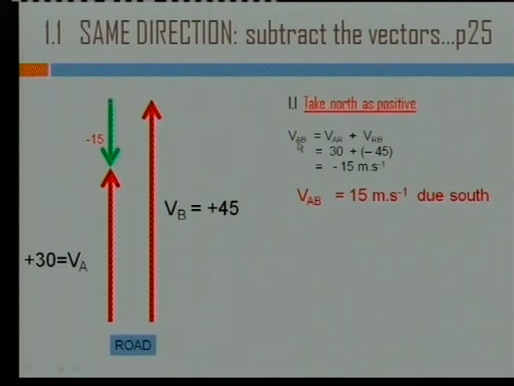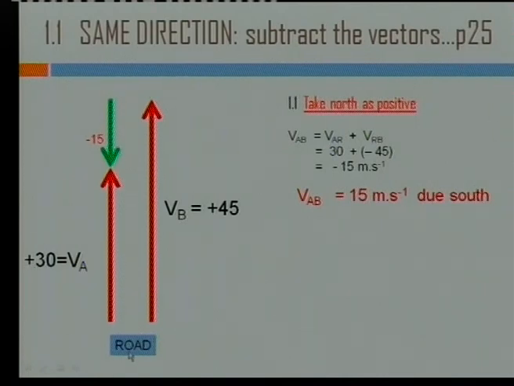Velocity of A relative to B, you understood how I got that one? And now I write it out as velocity of A relative to the road. In other words, here's where I stand. What is A's velocity? 30. In which direction? Northerly direction. What is the sign of northerly?